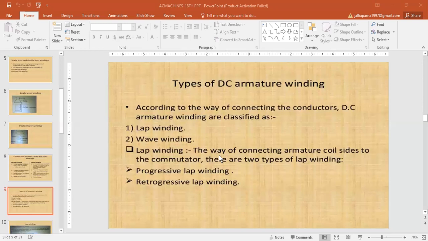The coil sides lying in the upper half of the slot are numbered odd: 1, 3, 5, 7, etc., while those in the lower half of the slot are numbered even: 2, 4, 6, 8, etc.